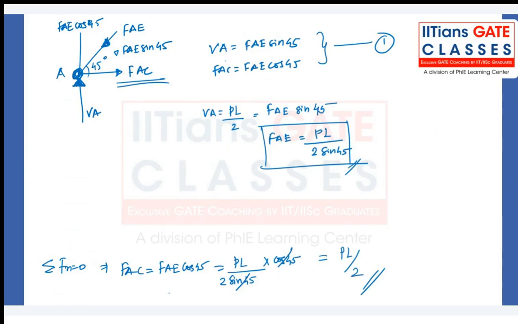What is sine 45, Dharmesh? 0, 1 half, 1 by root 2, right? So 0, 45 degree, 90 degree. So what is sine 45? 1 by root 2, right? And what is cos 45? 1 by root 2. That is why I'm cancelling it out. Anyone have any other doubt?